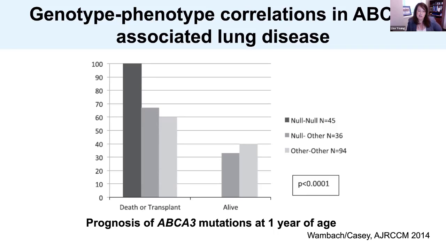But so in this data set, for patients who had null mutations, there was 100% mortality or progression to transplant by 1 year of age. If there was a null mutation and another mutation, or other mutations other than null mutations, there was better survival. Makes sense, but again, another reason to look carefully at the information before we give reports to families about what the genetic testing shows and what the implications might be.